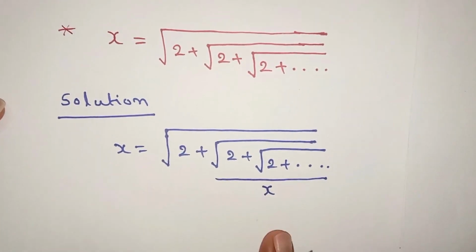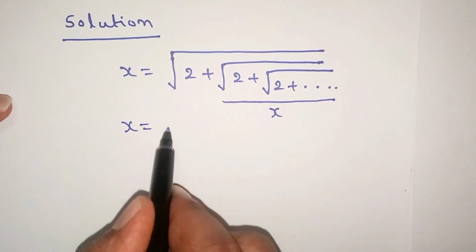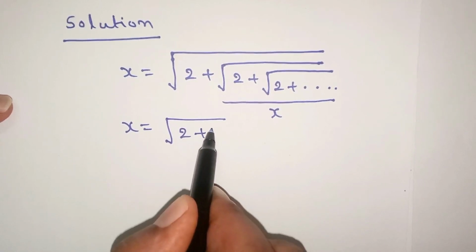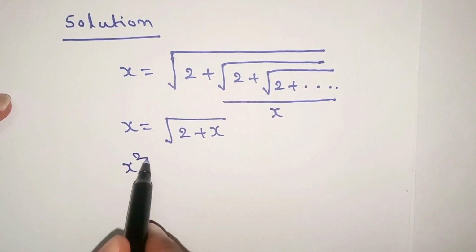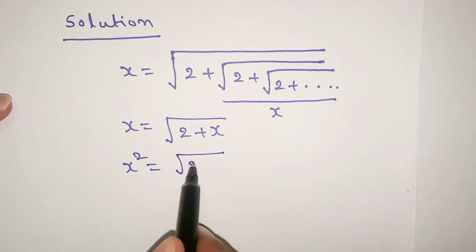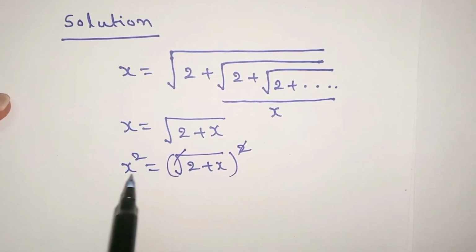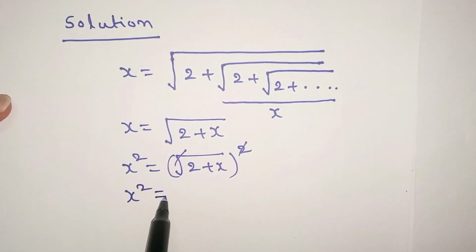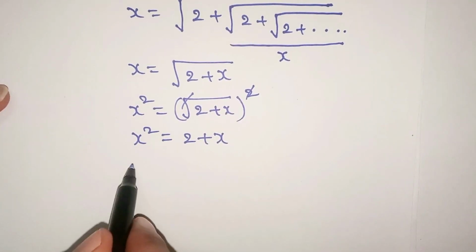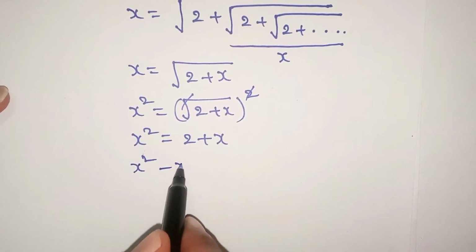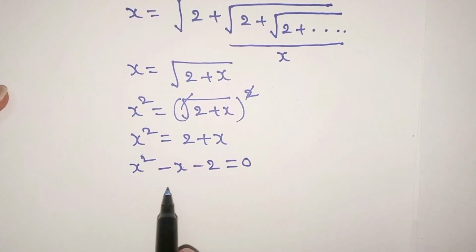Let x equal the whole expression. So the equation becomes x equals square root of 2 plus x. Squaring on both sides, x squared equals (square root of 2 plus x) whole squared. So x squared equals 2 plus x, which gives x squared minus x minus 2 equals 0.